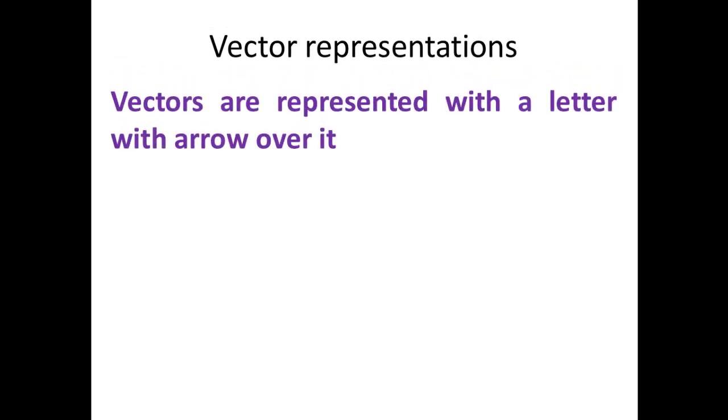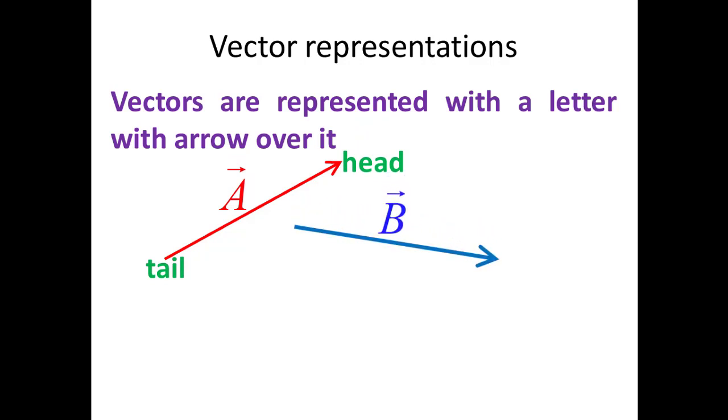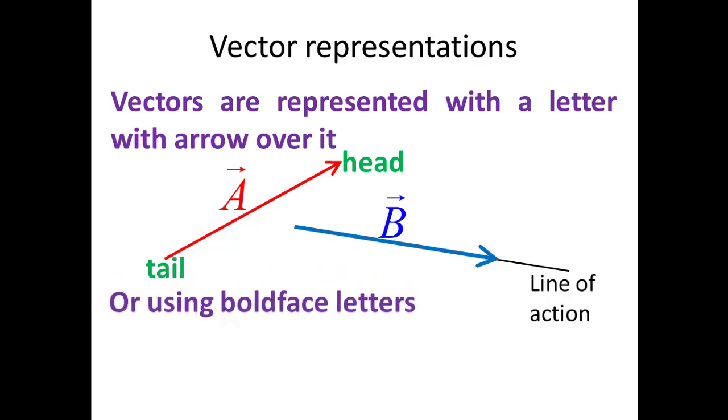Now we briefly talk about vector representations. Vectors are represented with a letter with an arrow over it. For example, this letter A with an arrow over it shows a vector having a tail and head. This is another vector, vector B, and this line is called the line of action of the vector. Or we represent vectors using bold-faced letters, such as bold-faced A and B, as you see here.